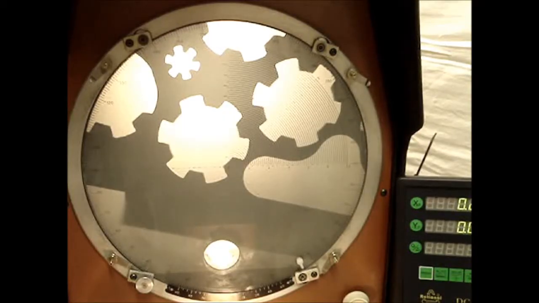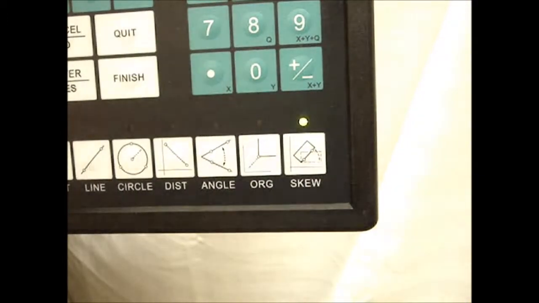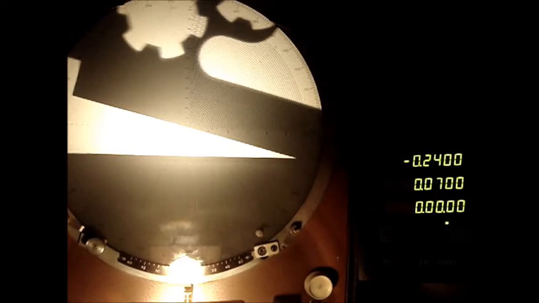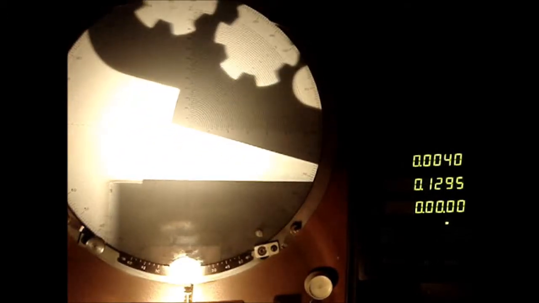On this part, which is difficult to fixture, I have skew. This could be a real pain, but let's use the skew feature to make it easy. Simply press the skew button to start the process. Then measure 2 points on the leg, and then you will see that the skew is automatically set.